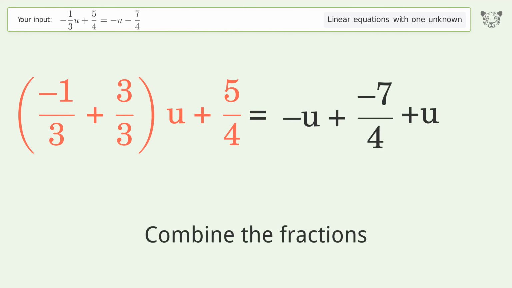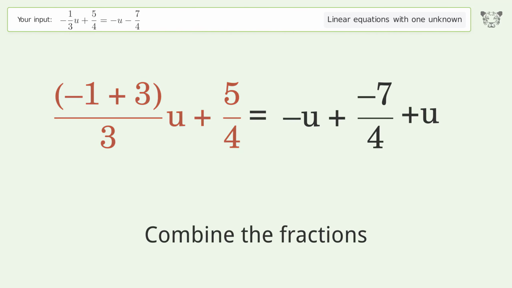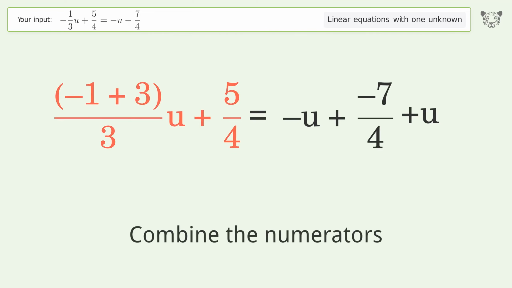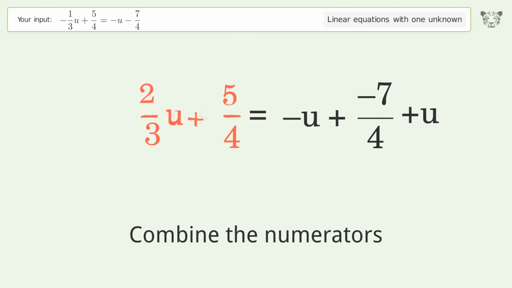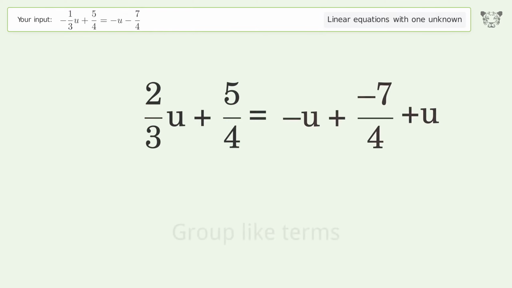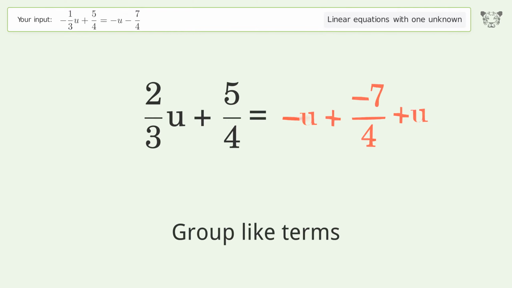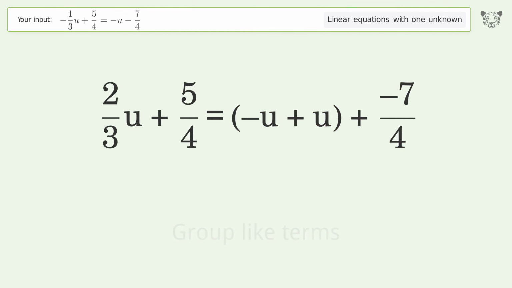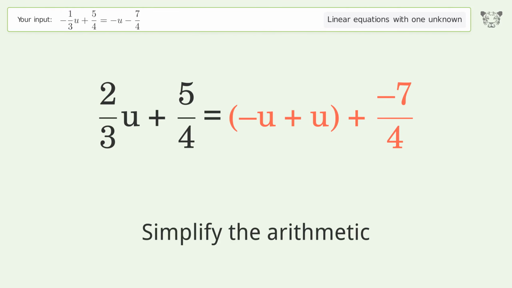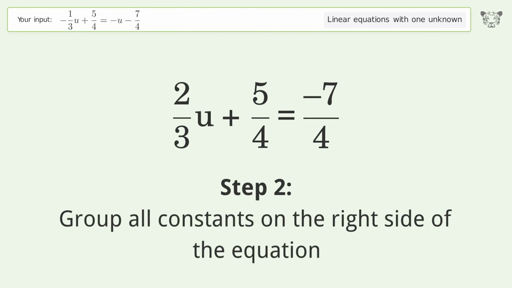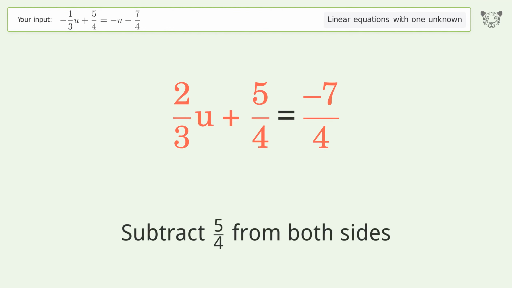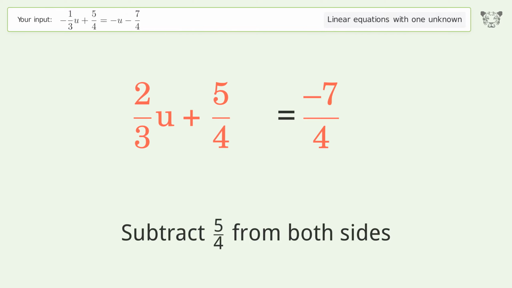Combine the fractions. Combine the numerators. Group like terms. Simplify the arithmetic. Group all constants on the right side of the equation. Subtract 5/4 from both sides.